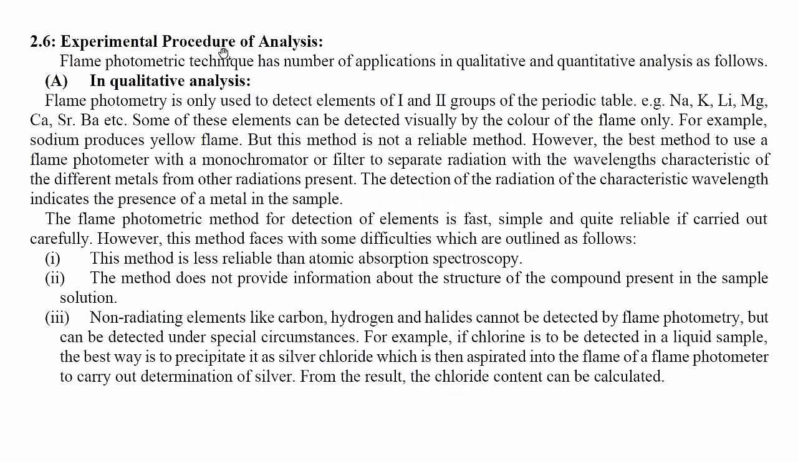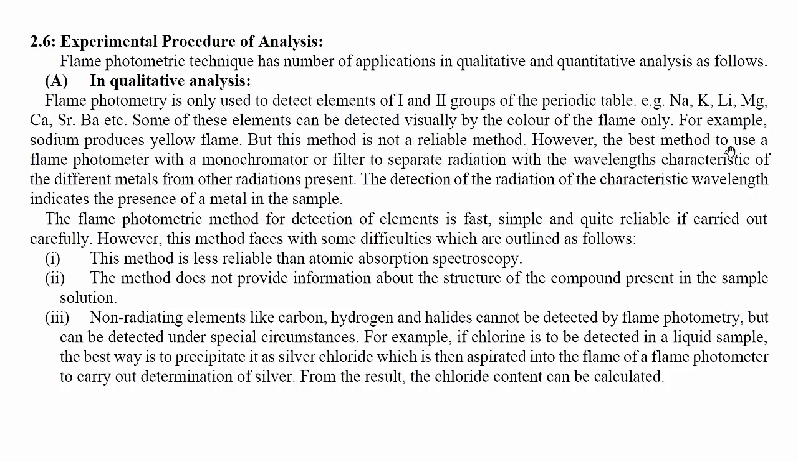2.6 Experimental procedure of analysis. Flame photometric technique has a number of applications in qualitative and quantitative analysis as follows. A. In qualitative analysis, flame photometry is only used to detect elements of groups 1 and 2 of the periodic table. For example, sodium, potassium, lithium, magnesium, calcium, strontium, barium, etc. Some of these elements can be detected visually by the color of the flame only. For example, sodium produces a yellow flame. But this is not a reliable method.